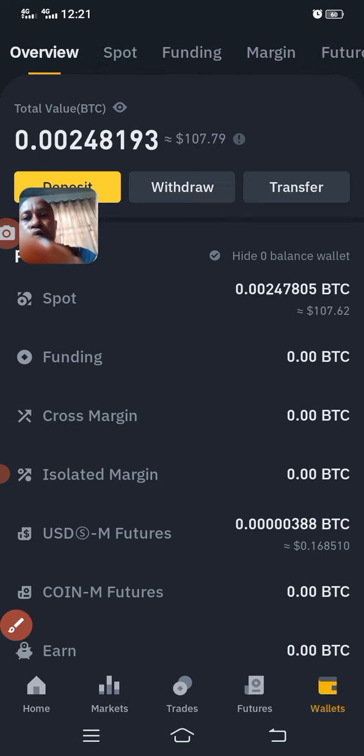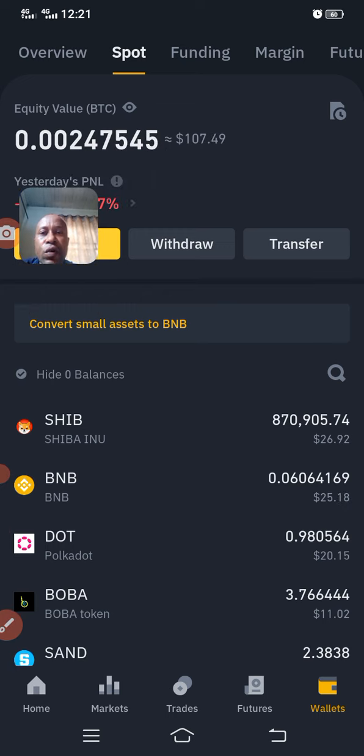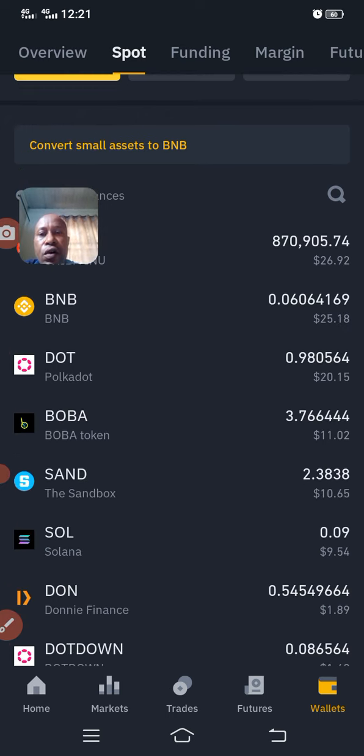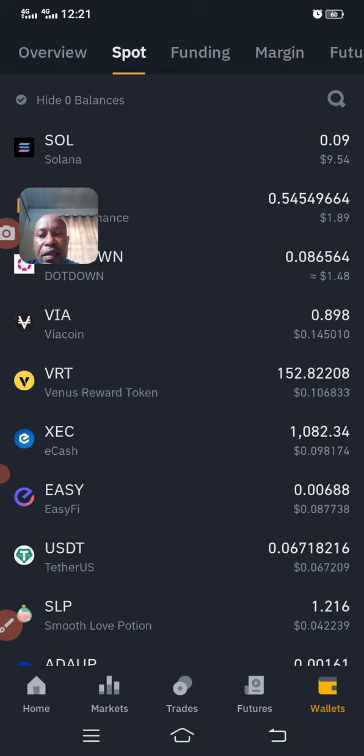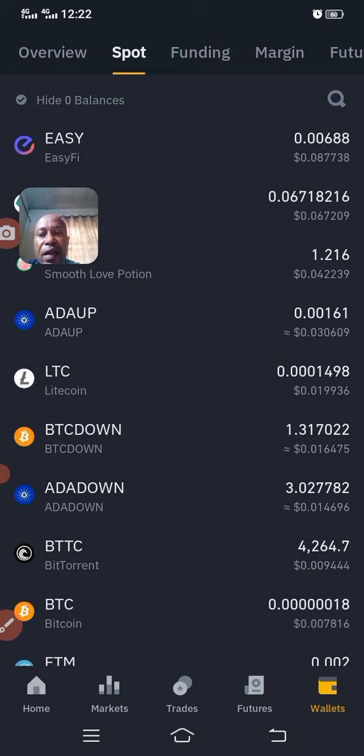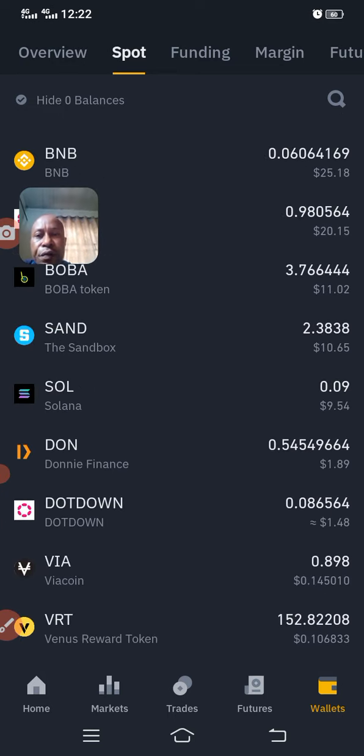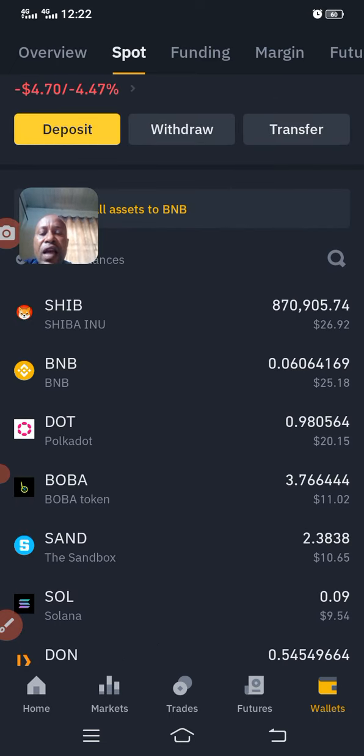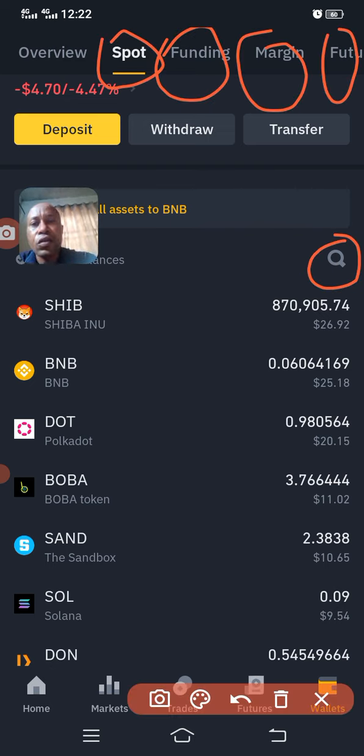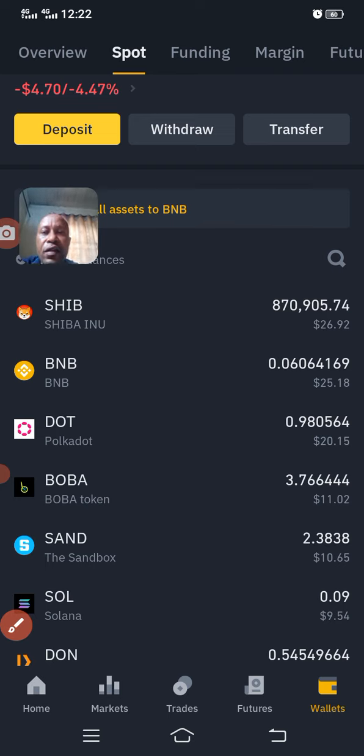Now, on the spot wallet, once you click on spot wallet, it will list all the tokens, all the coins that you have bought in Binance. Yes, all the coins that you have in Binance. If you just registered and you have not actually put in some coin, when you come, you can use the search button to type and check the exact coin you are looking at, and it will show up. So here is your wallet under your spot wallet.